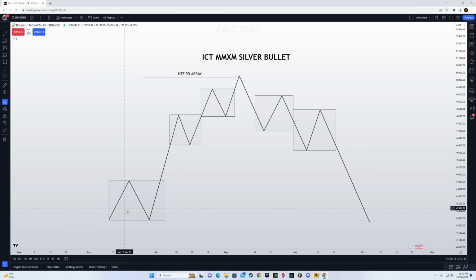So in a market maker model, you will have a consolidation phase, expansion, accumulation phase 1, expansion, accumulation phase 2 into your high time frame PD array. Now, the second accumulation phase, which is right here, is not necessary. You can have the first accumulation phase and price can directly go into your high time frame PD array.